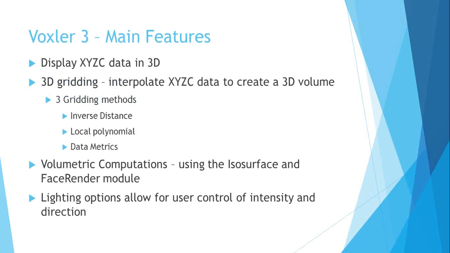Voxler can handle XYZC data, where XYZ is the point location and C is the component value measured at that location. The XYZC data can be interpolated in Voxler using one of three gridding methods: inverse distance, local polynomial, and data metrics. In addition, volume calculations can be interpolated, the interpolated 3D model can be calculated, and the variety of light options allow for complete visualization control.